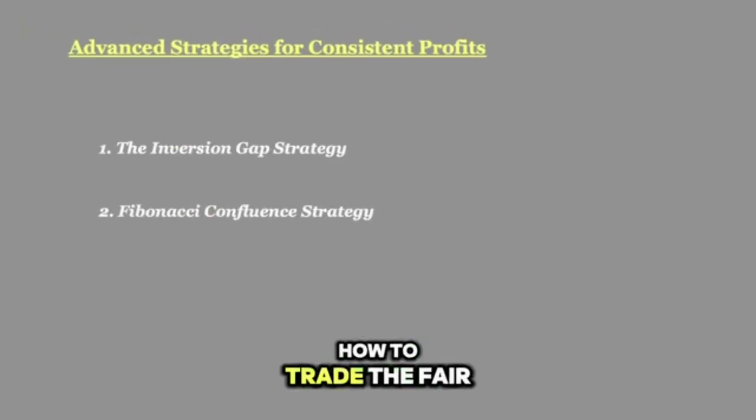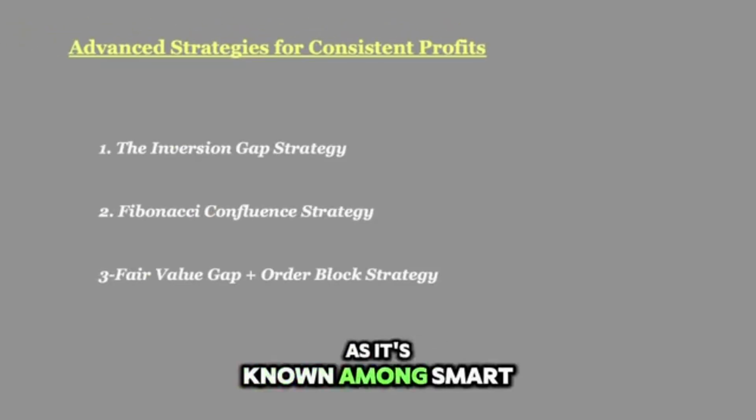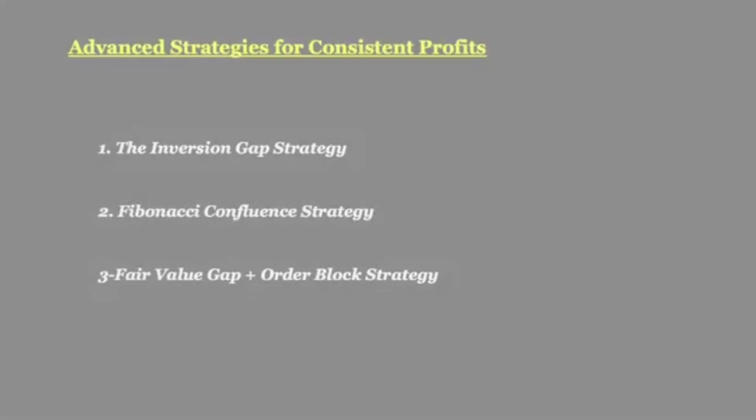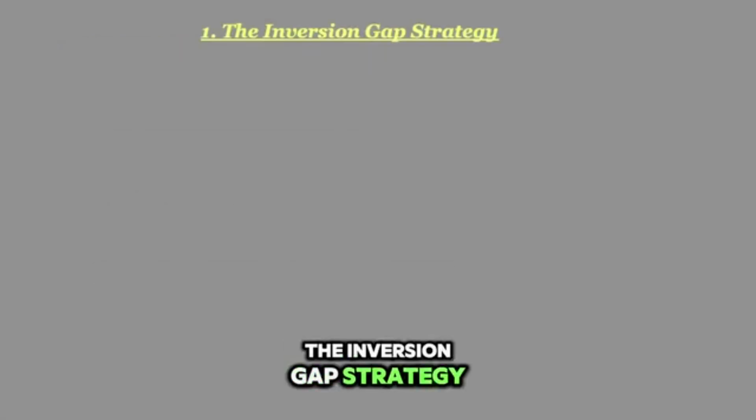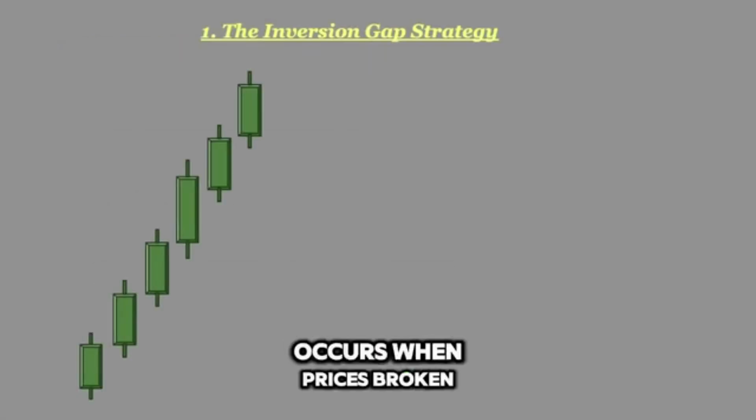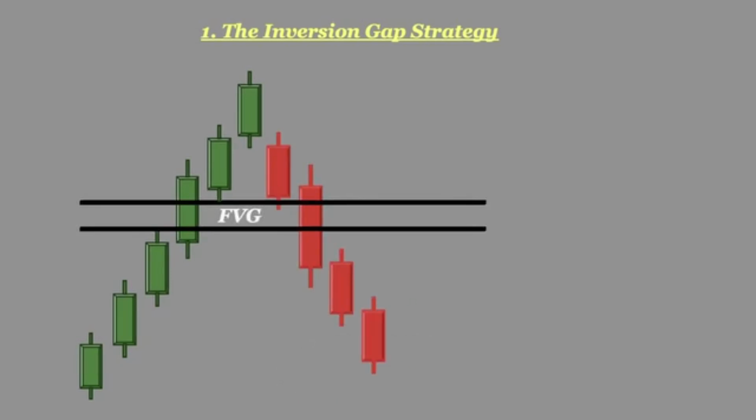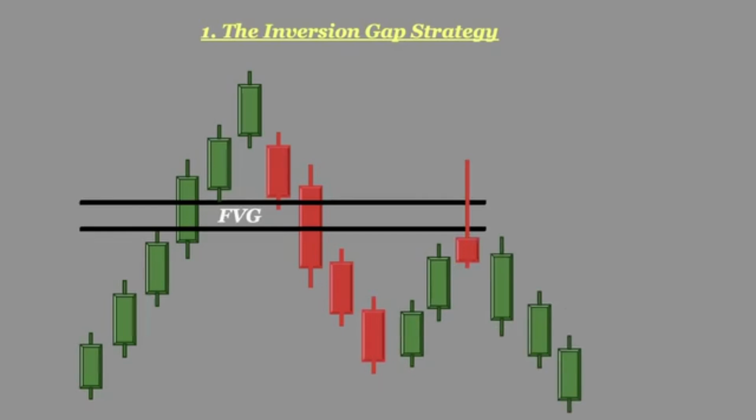Now that you've learned how to trade the fair value gap, as it's known among smart money traders, here are 3 strategies that I use to boost my profitability using fair value gaps. The inversion gap strategy. An inversion gap occurs when price has broken through a fair value gap, but that same gap can still act as a reversal level on its next retest. In this scenario, you take a position in the opposite direction of the original gap once the price retraces to it. This strategy works best on its first retest, so be cautious if the price crosses through the gap multiple times.